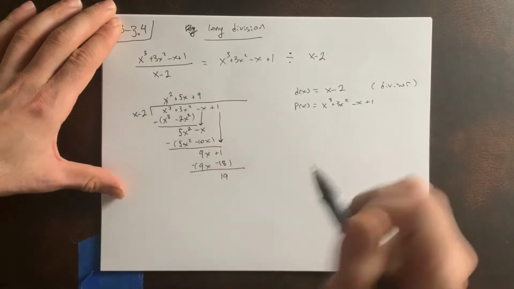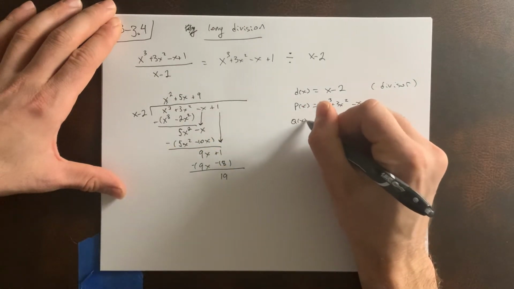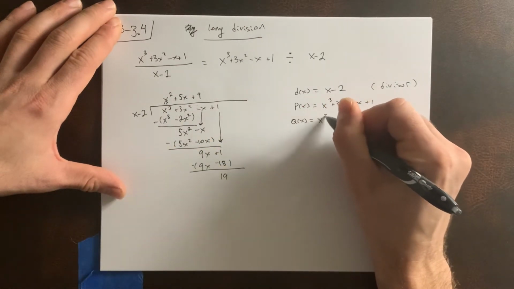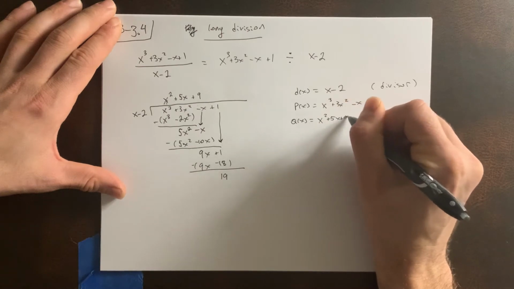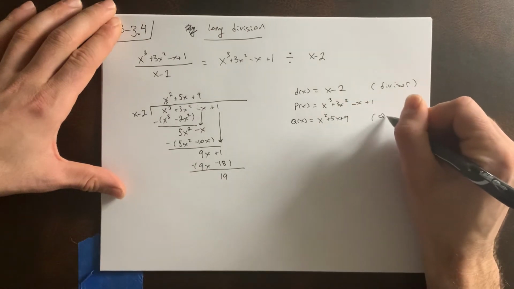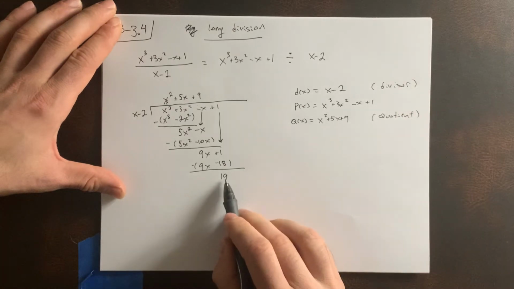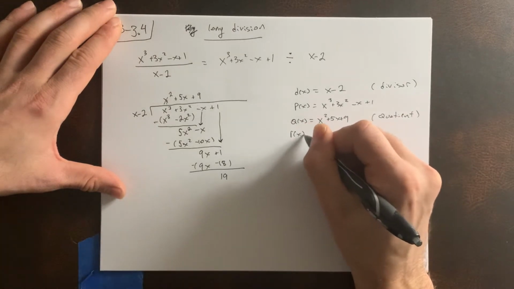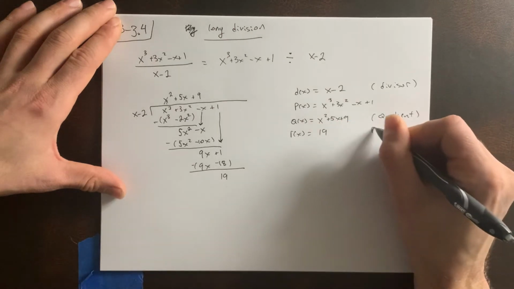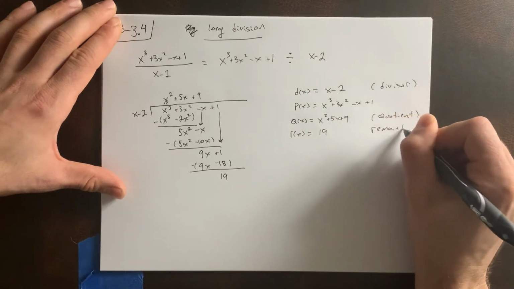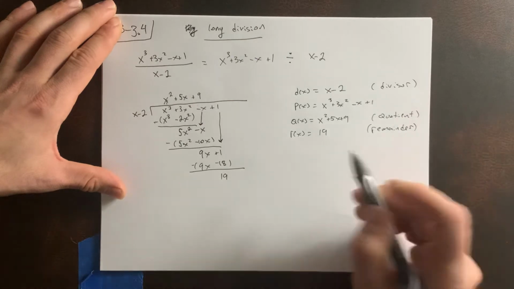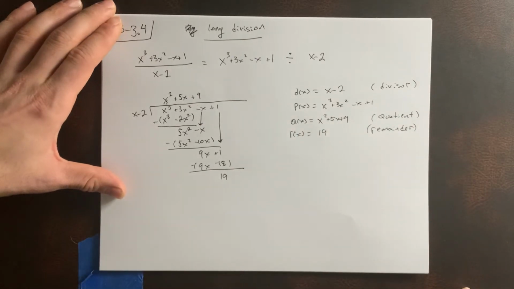This thing on the top is going to be called q of x, because that's the quotient. And this thing in the very bottom is going to be r of x. So r of x is 19, and that's the remainder. Now the reason why we're doing this is there's a formula.